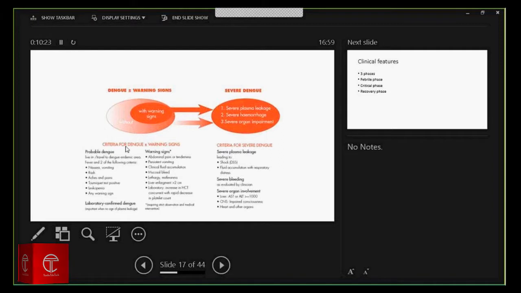So again, it's the same slide that I have shown previously. So dengue with warning signs and severe dengue signs. Dengue with warning signs can go on to become severe dengue with features of plasma leakage, hemorrhage, and organ involvement.